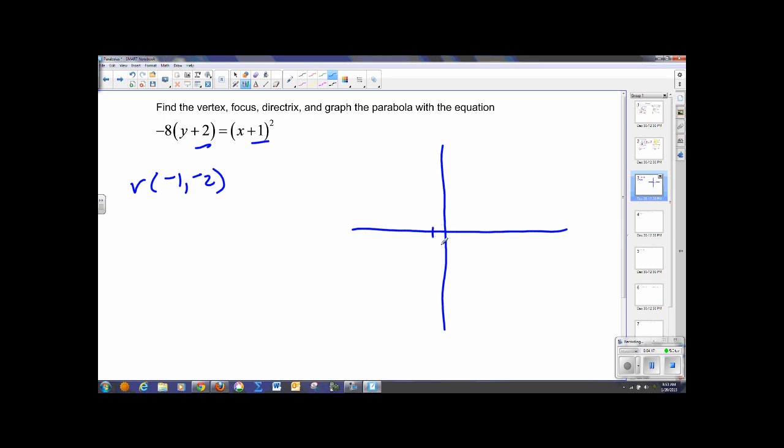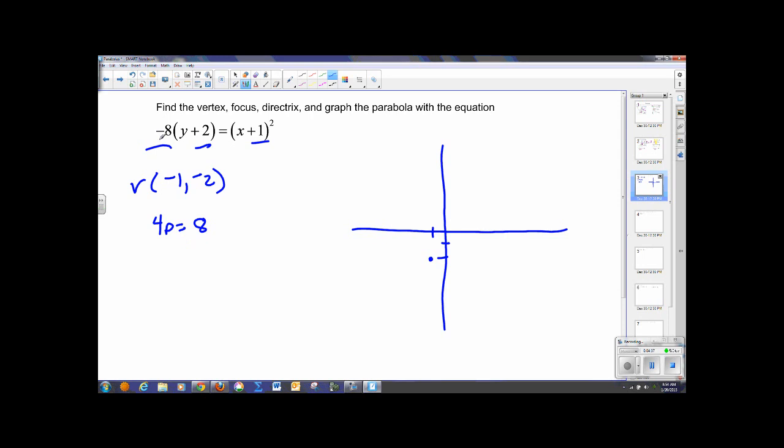So here's -1 and -2. Put a little dot there. And then I want to know the focus. Well, my focus is going to be found by taking a look at the p term. I know 4p is equal to 8, and I say 8 because p is just a distance.